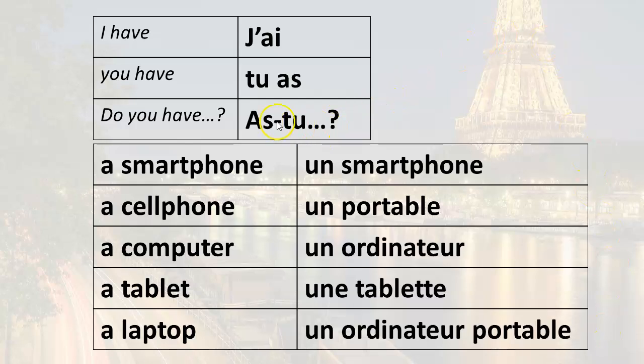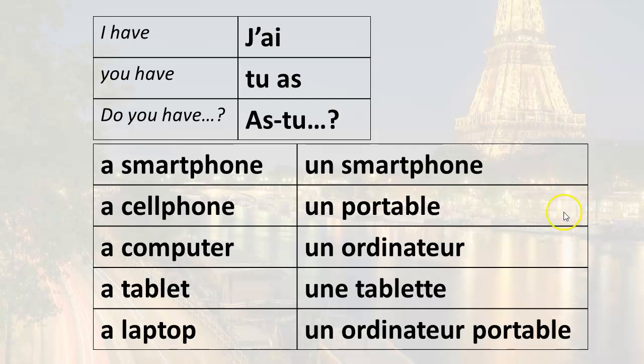Remember to ask a question, reverse the verb and subject pronoun word order. So to ask the question, do you have, you would say as-tu, and again notice we're not pronouncing the S. Tu as, as-tu. If you want to ask someone, do you have a smartphone? And remember, this is the familiar you for people that you know well. As-tu un smartphone?